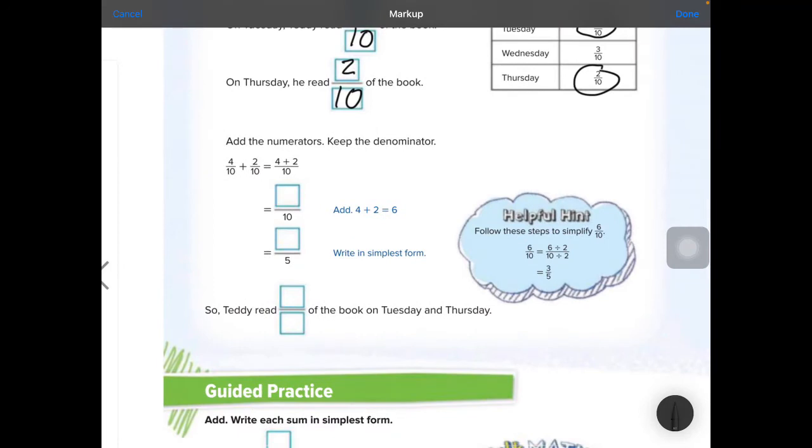We add the numerators and keep the denominator the same. So we can do 4 plus 2 and just bring the 10 straight over because that is the denominator. And 4 plus 2 is 6. So then our answer is going to be 6/10. And then we can write that in simplest form. We can divide them both by 2. 6 divided by 2 is 3. 10 divided by 2 is 5. So 3/5. Teddy read 3/5 of the book on Tuesday and Thursday.